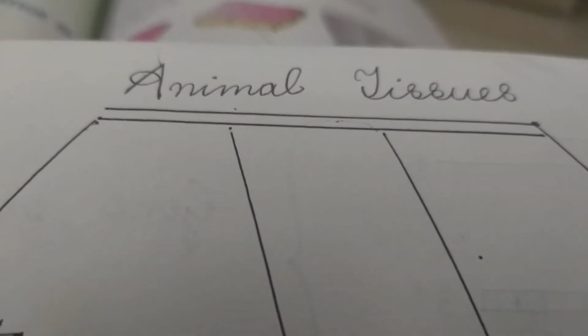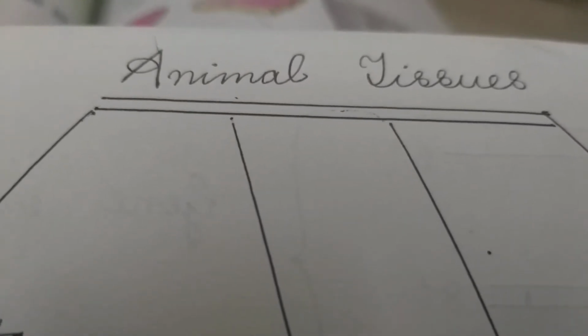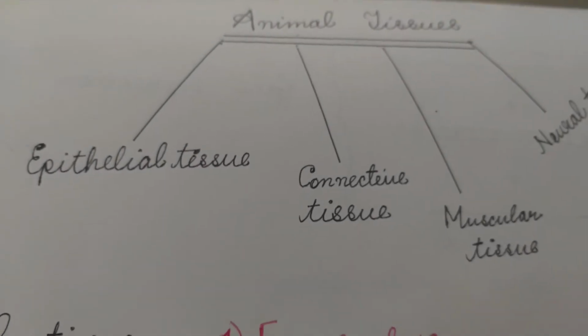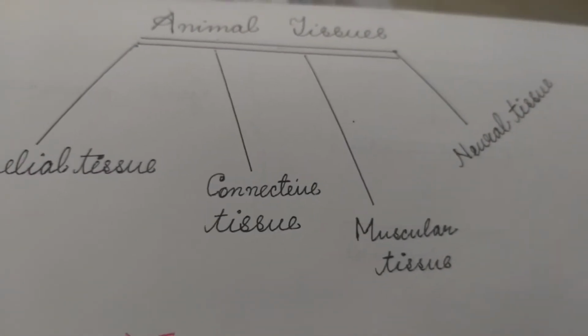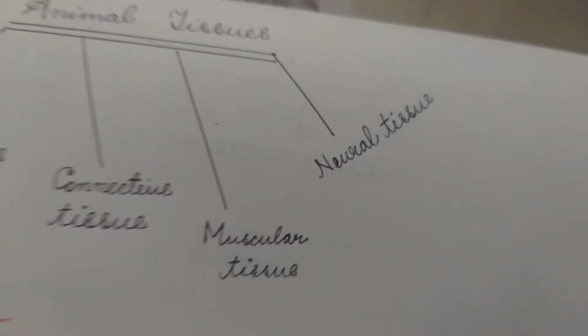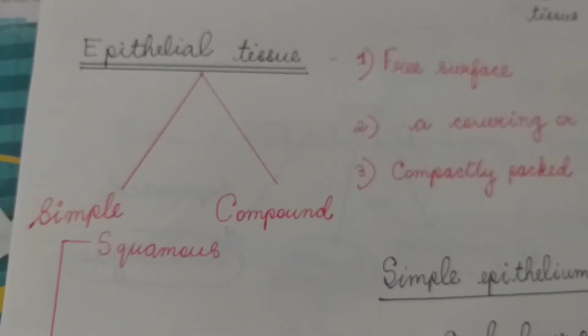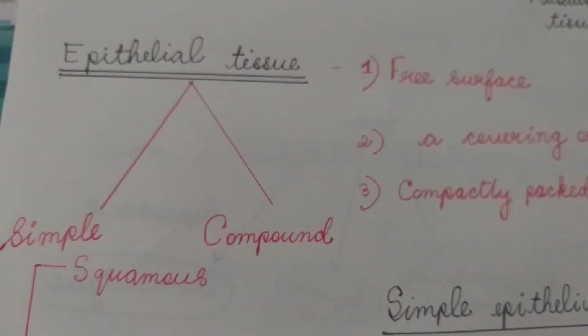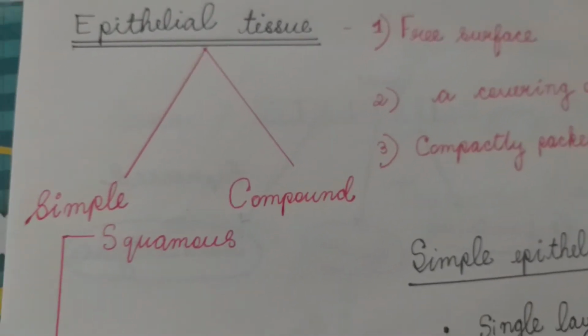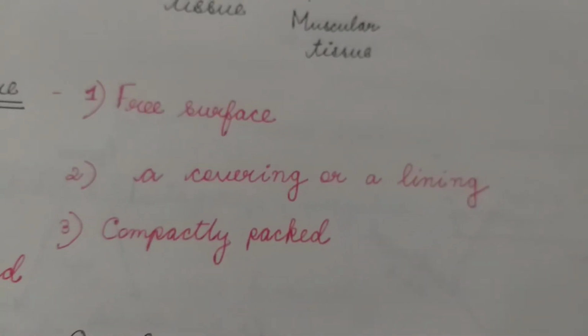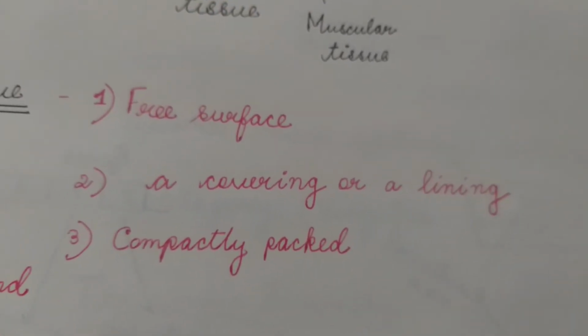Tissues. You have to learn about animal tissues in chapter 7. In all animals, in multicellular animals, you will find 4 different types of tissues: epithelial tissue, connective tissue, muscular tissue, neural tissue. Epithelial tissue is of 2 types: simple epithelial tissue and compound epithelial tissue, or you can say simple epithelium and compound epithelium. In epithelial tissue, you will find 3 important characteristics.